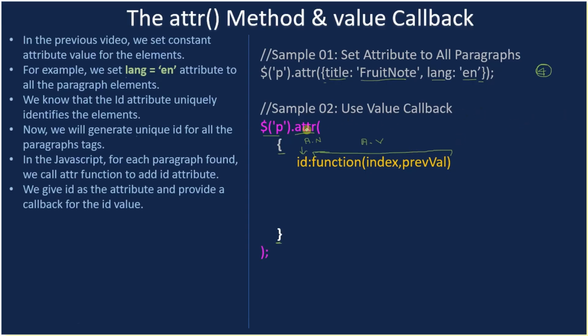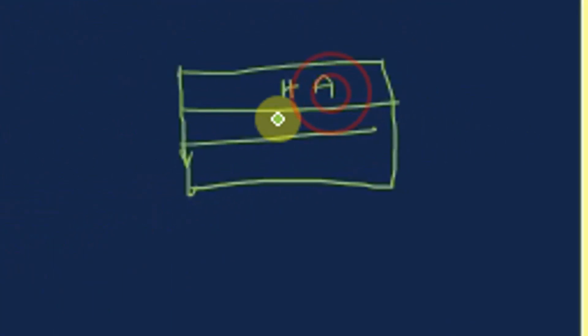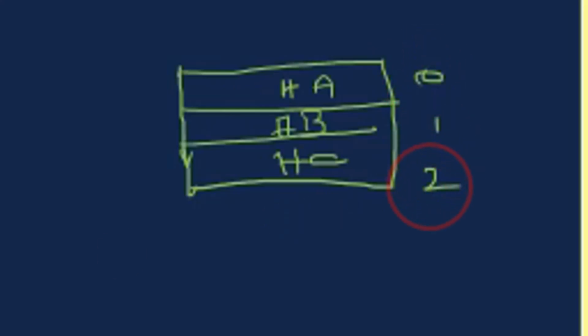Suppose instead of paragraph, we are selecting headings, and there are multiple headings, let's say H1, H1 having 3 rows with the values heading A, heading B, and heading C. So the index will receive 0, 1, 2 for each filtered heading element.